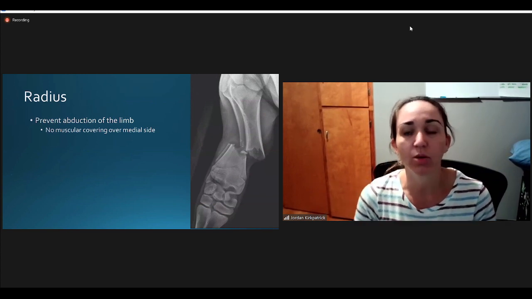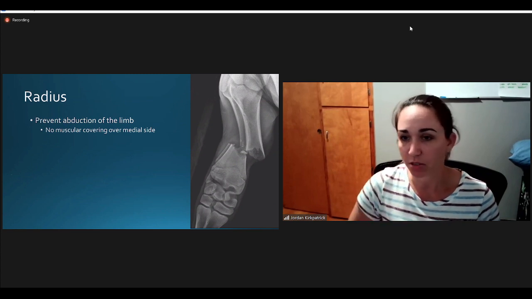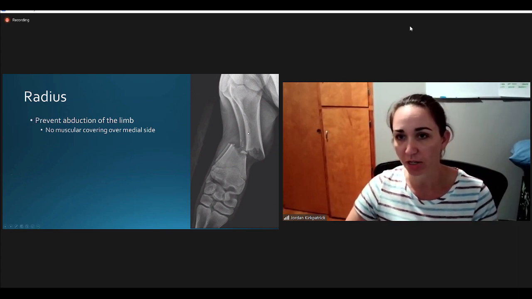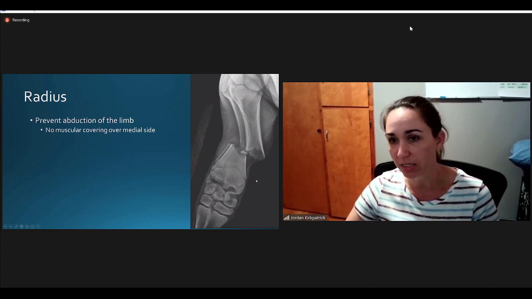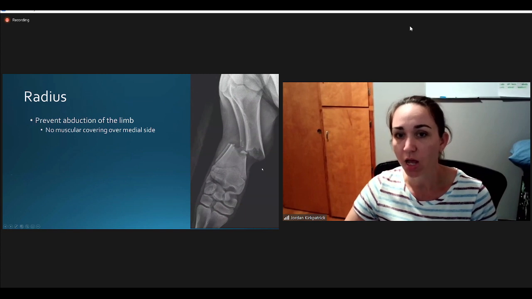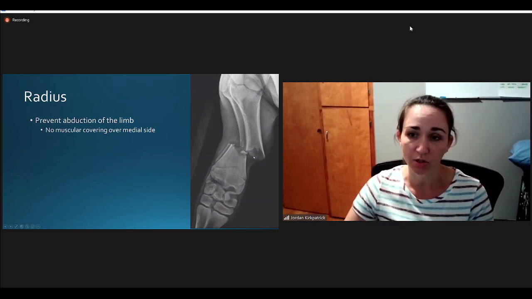For the radius, the purpose of the bandage is to prevent abduction of the limb because there's no muscular covering on the medial side. So when the radius is fractured, that almost always wants to displace the proximal portion medially because, again, there's no muscle here. And they're at a very high risk of becoming open fractures because there's nothing to prevent the bone from just popping through on the medial side.